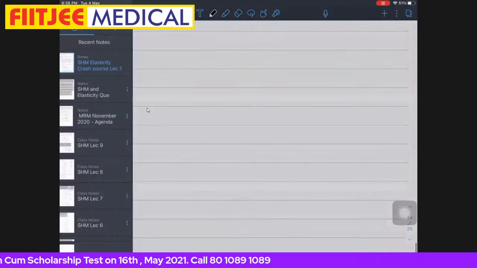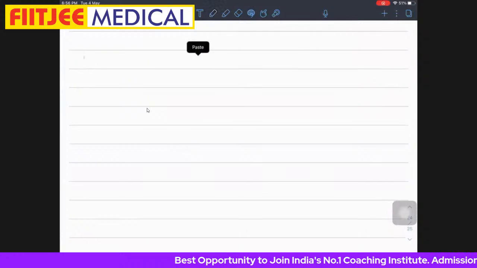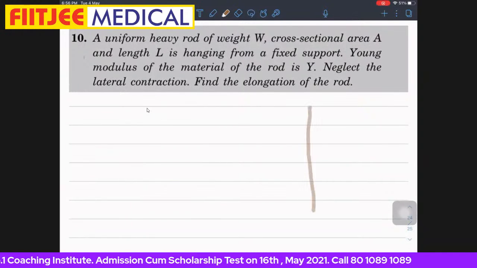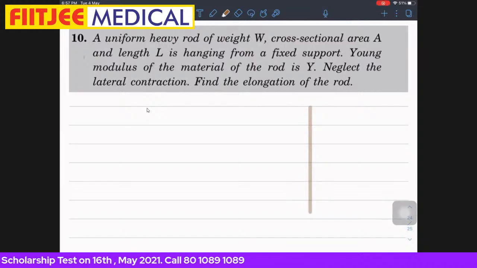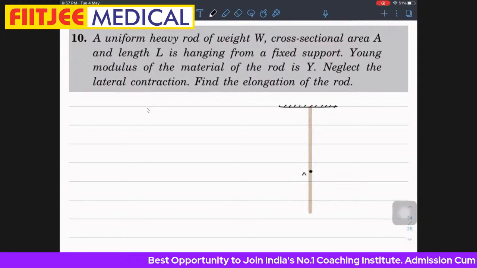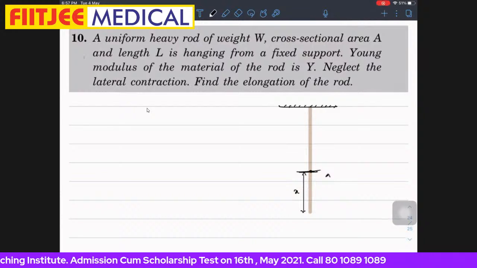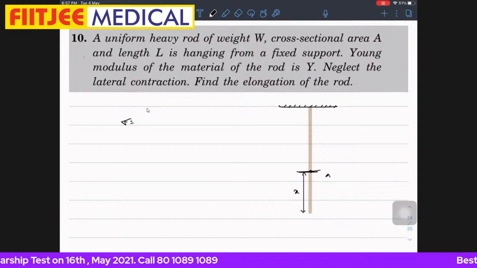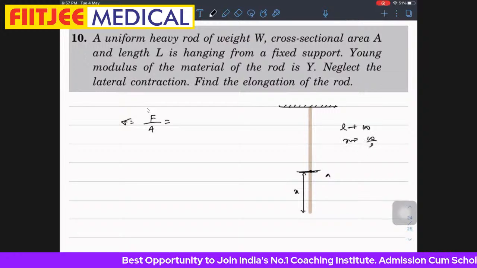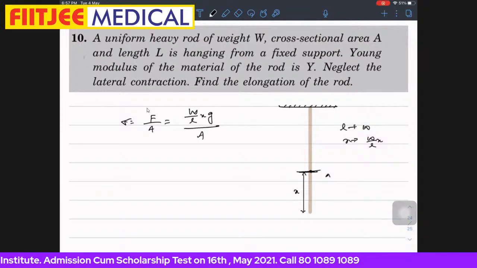Let's take one more problem. They have a uniform heavy rod of weight W, cross-sectional area A and length L hanging from a fixed support. Find the elongation in the rod. Usually mostly in problems they give the rod as massless. But if a rod has certain mass, then what will happen? At every point the tension will be different. So suppose at a distance x here, if I want to write the stress, sigma value will be given by force by area. L length has weight W, so X length would have weight W by L into X. So W by L into X into g by area, which they have given as A.